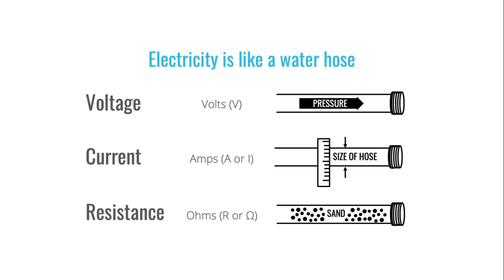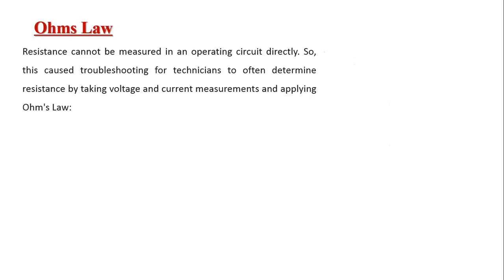Next is Ohm's law. The purpose of sharing the definitions of voltage, current, and resistance is that all three are used in Ohm's law. Why? Because resistance cannot be measured directly in an operating circuit. Resistance is a quantity which is not physical. So technicians often determine resistance by taking voltage and current measurements and applying Ohm's law, because resistance itself could not be measured directly.